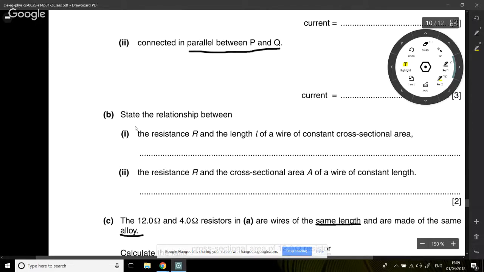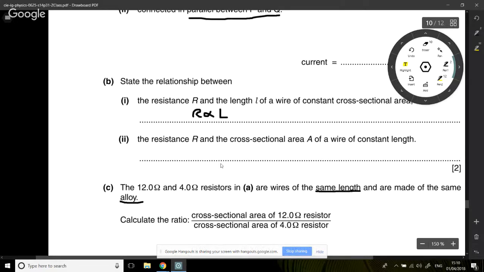Okay, so now they just want you to state how the resistance of a wire changes. What are the relationships between the resistance of a wire and its cross-sectional area and its length? In this case, if we keep the cross-sectional area constant and we just look at the length, then it's just linearly proportional. So you can just draw a little proportional sign like that.